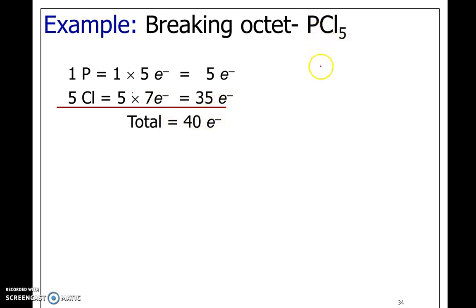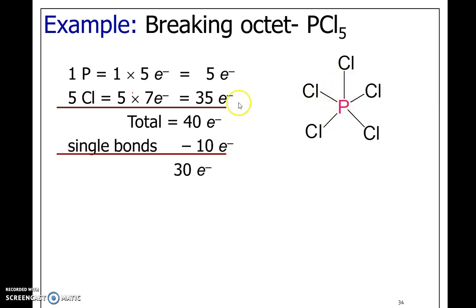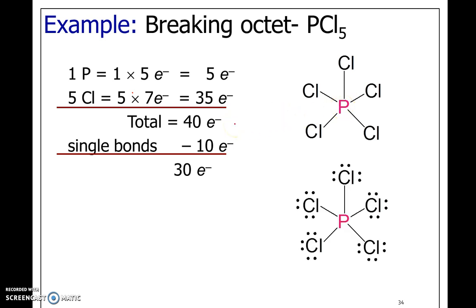Just like before, you put all the players on the board. So you have 1 phosphorus, 5 chlorines. Phosphorus will bond to all 5 chlorines. Through the bonding, you have 2, 4, 6, 8, 10 electrons from bonds. Yes, phosphorus has already broken the octet rule. There are 10 electrons around phosphorus, but that's okay because phosphorus is fairly big and it can handle it.